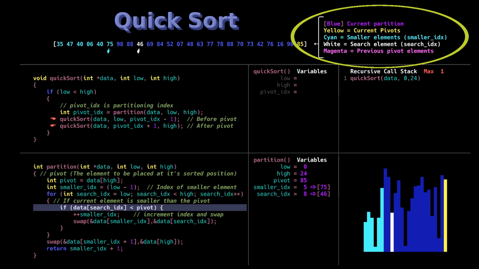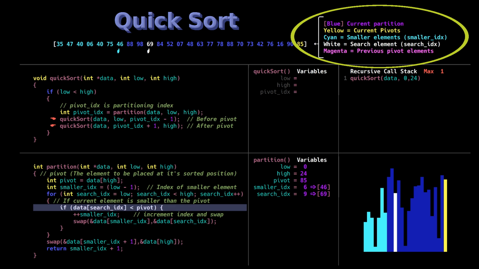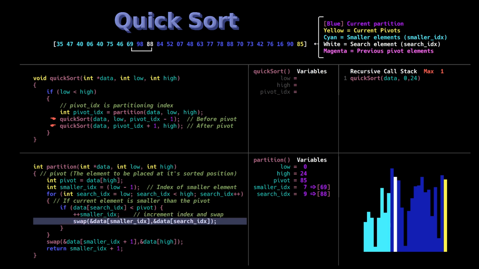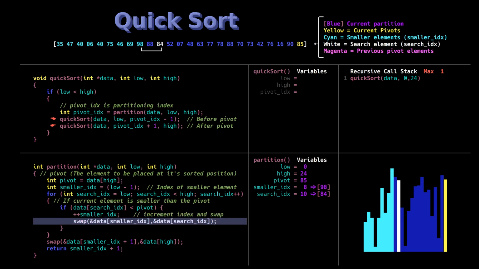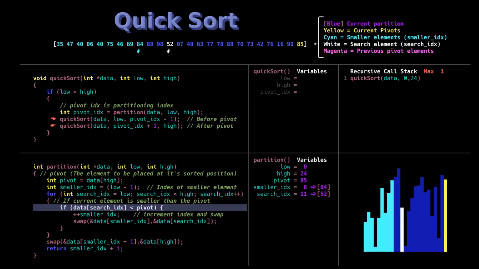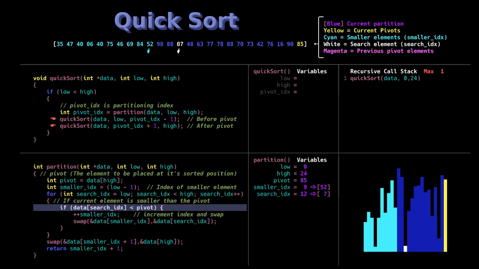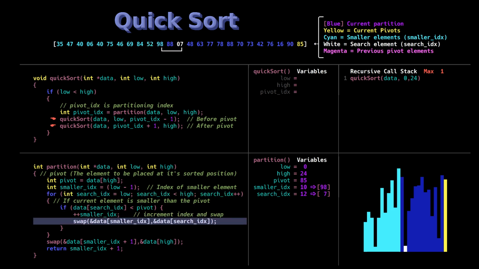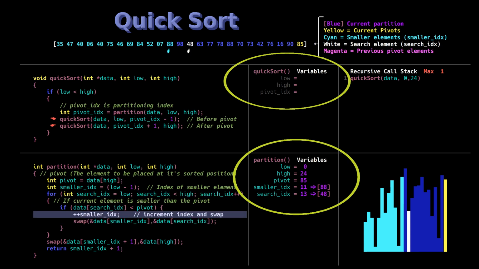Note the smaller elements are cyan, the current search is white and the current pivot is yellow. The partition is within the square braces, and elements that have not been checked against the pivot or are larger than the pivot are blue. The two functions' variables are displayed here.